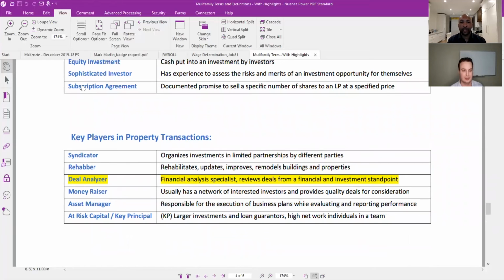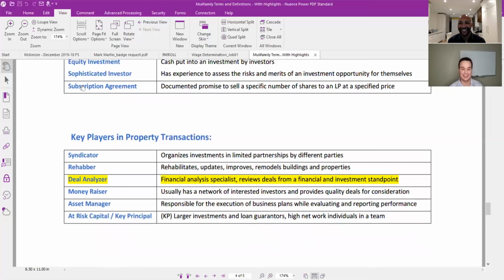Then under the key players in the property transaction, this is the deal analyzer. This is the guy that loves the financials. He's a specialist. He's an analyst, right? He reviews the deal from a financial and investment standpoint. Now this is definitely Brian Kinney, so I'm going to hand this off to him.